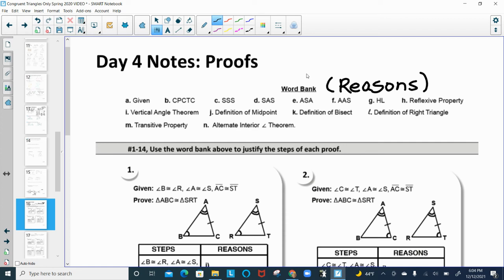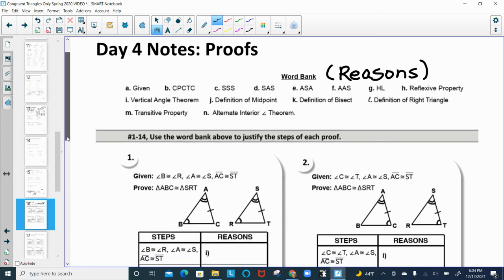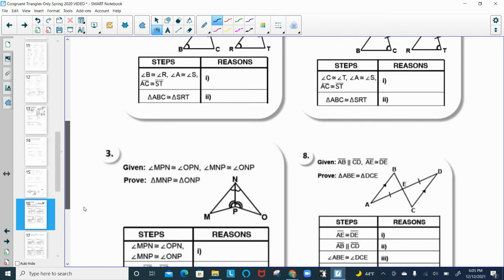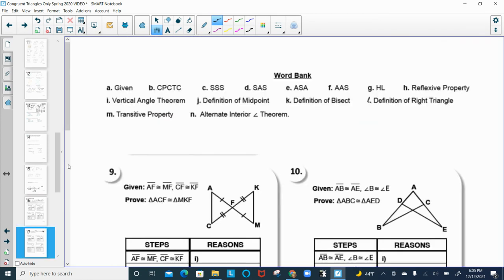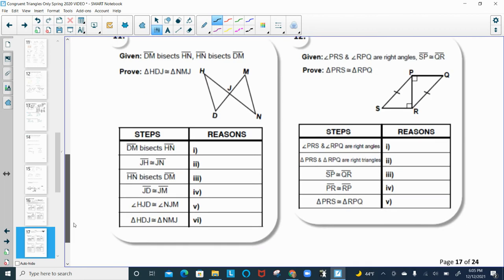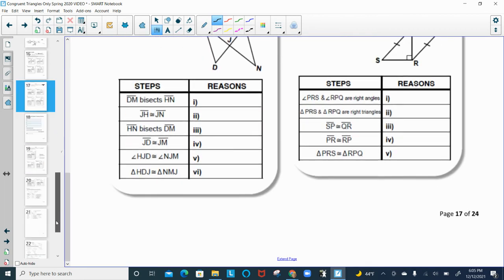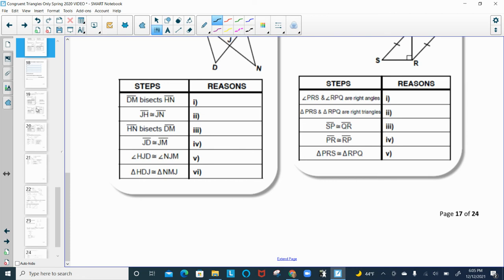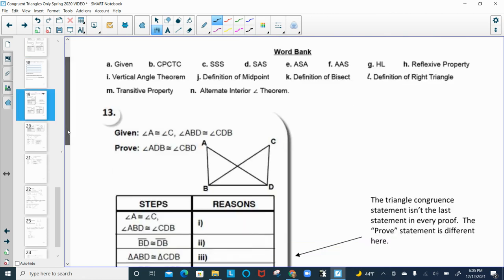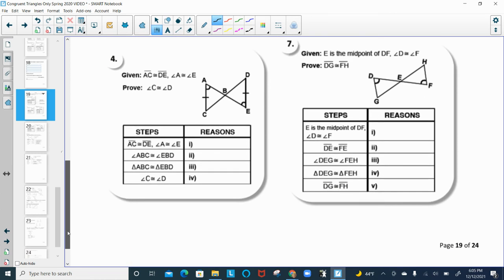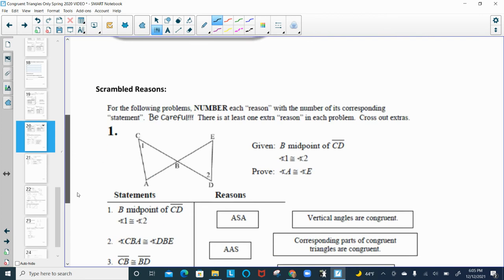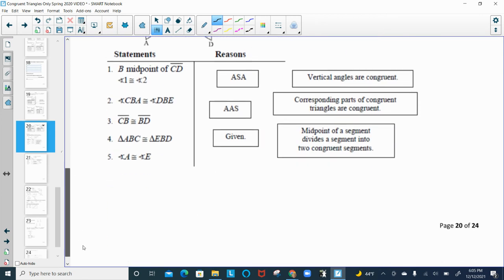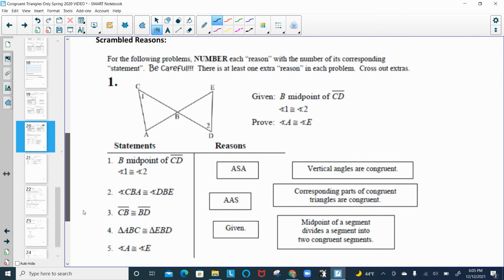The second thing that I've done is I have provided proofs that are already part of the way filled in. So if you look at page 16, you look at page 17, and then you skip over to page 19, you see that the only thing really missing are the reasons. Now, these here at the bottom of page 20 are the kind where they're all scrambled up. We'll do those together in class.